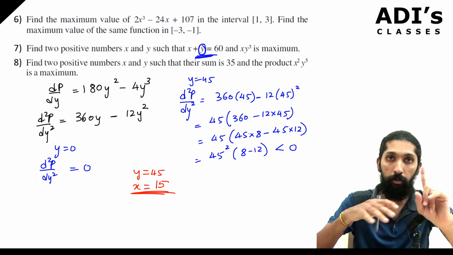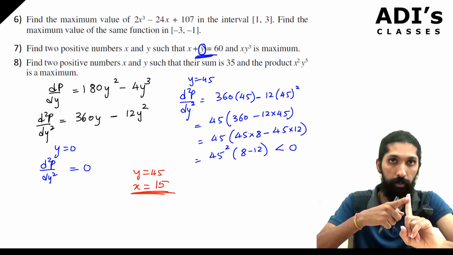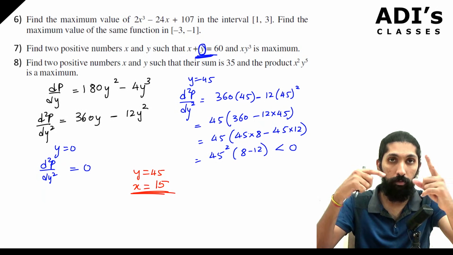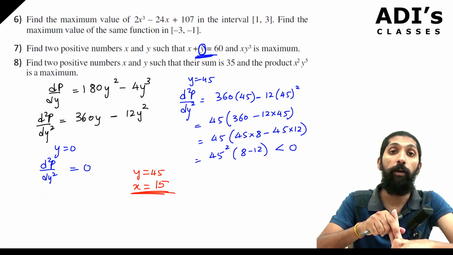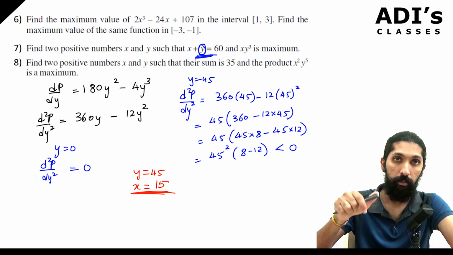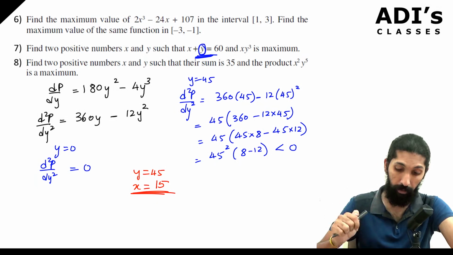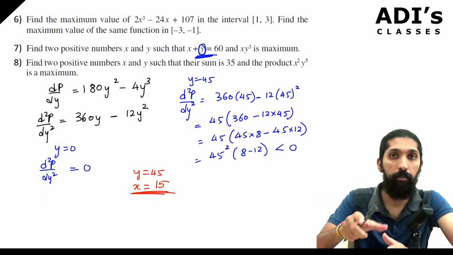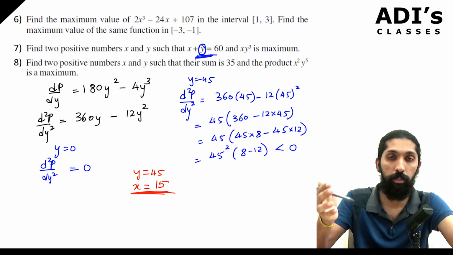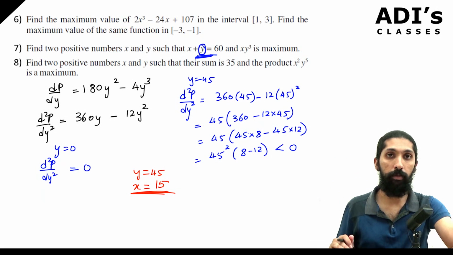Do the first derivative, get the points of inflection. Then use those values and do the second derivative test. Find for which value it's maximum. Then you will get to know the answer. Fine. Now let's do this next one, the eighth one, which is very similar to this one. Exactly the same, only the function is changing. Let's do the eighth one now.